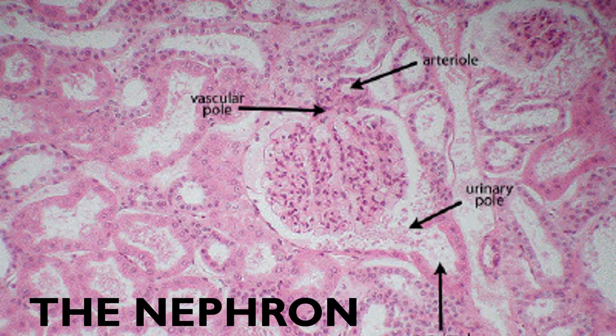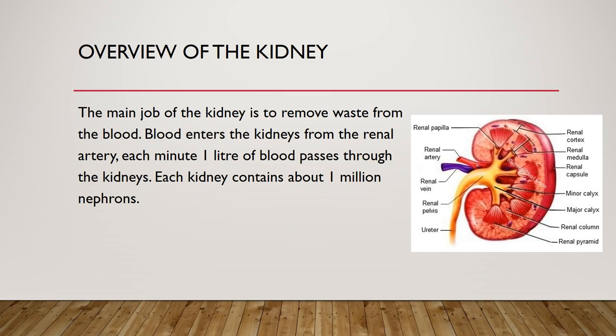Hey guys, today we're going to talk about the nephron. The main job of the kidney is to remove waste from the blood. Blood enters the kidneys from the renal artery. Each minute 1 litre of blood passes through the kidneys.